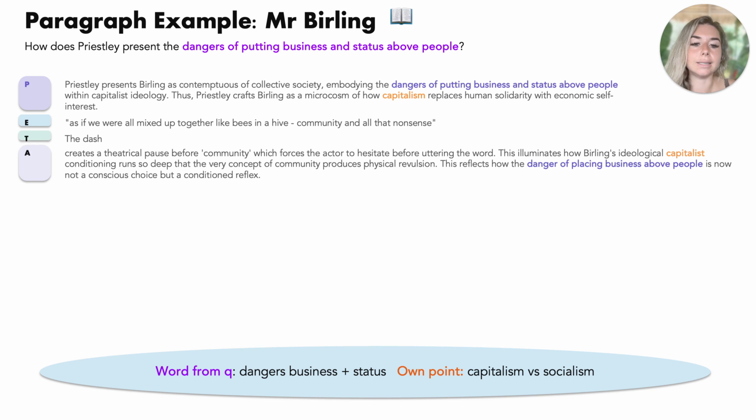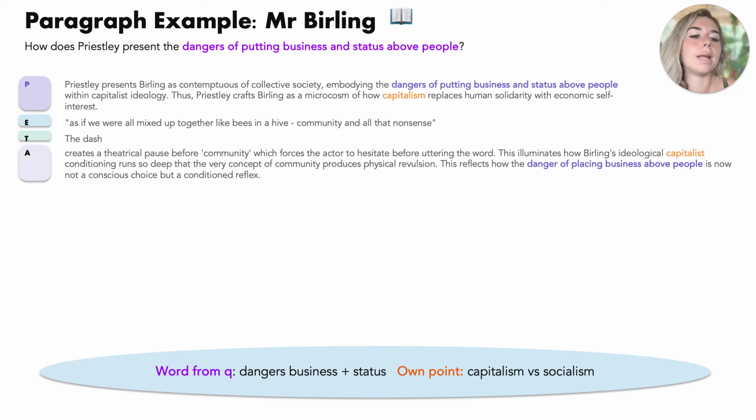Then my analysis: I'm literally going to repeat my what, the effect of the technique, my how, how it shows it, and my why, making sure I'm linking it back to the word from my question, my own point. This creates a theatrical pause before "community," which forces the actor to hesitate before uttering the word. Nice bit of analysis I've taken from Light Up, and the fact that I'm looking at the form. The form is showing the examiner I know it's a play. How do I know it's a play? It's because you can't talk about an actor performing a line if it was a book. That's specific to the play form.